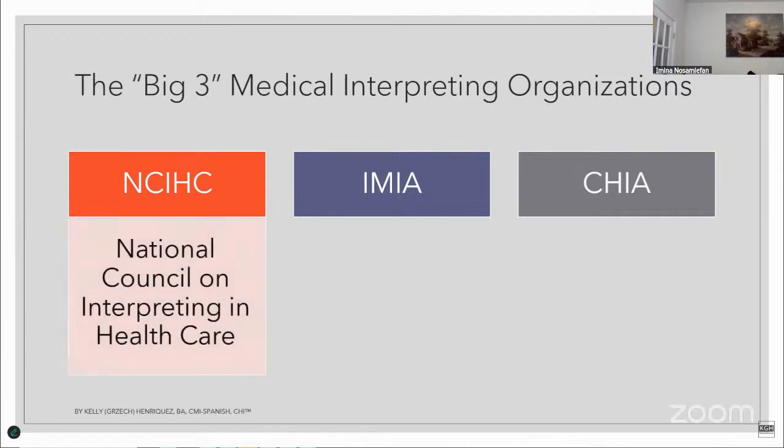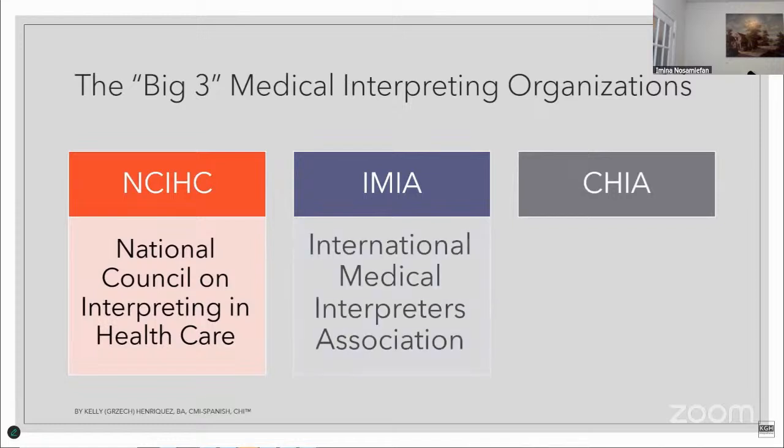So the NCIHC is the National Council on Interpreting in Healthcare, and they have their National Code of Ethics for Interpreters in Healthcare. The IMIA is the International Medical Interpreters Association. So IMIA is actually the kind of like parent organization of the NBCMI. And the IMIA actually authored the first Code of Ethics for medical interpreters. So kind of a big deal. We should really, at the very least, be somewhat familiar with the IMIA Code of Ethics. It's very short and sweet and goes straight to the point, which is nice.